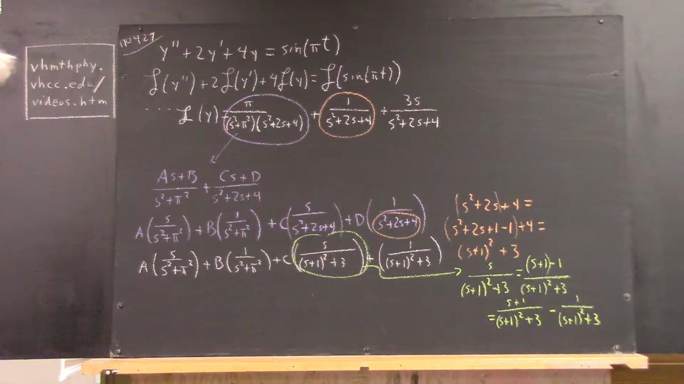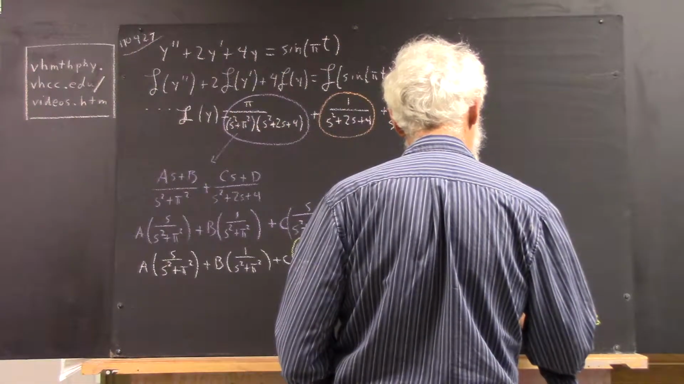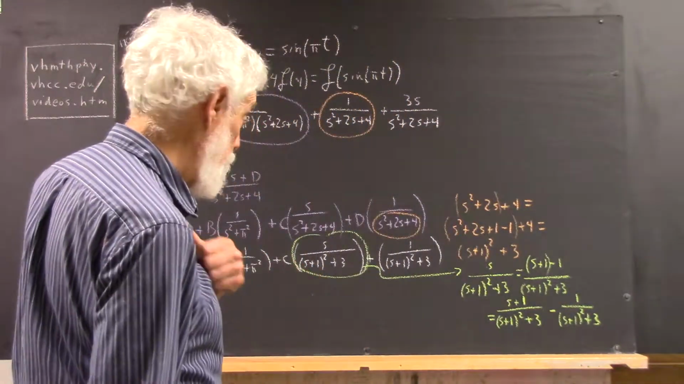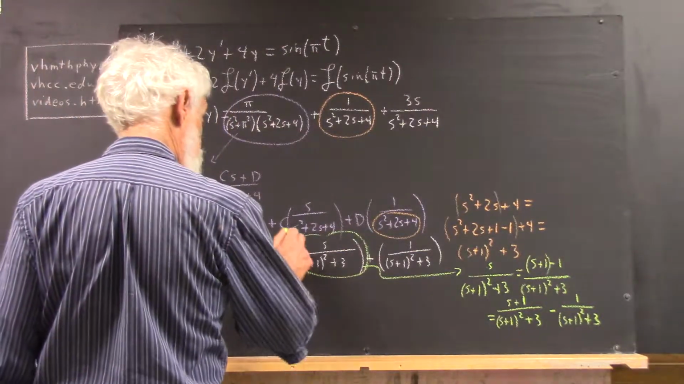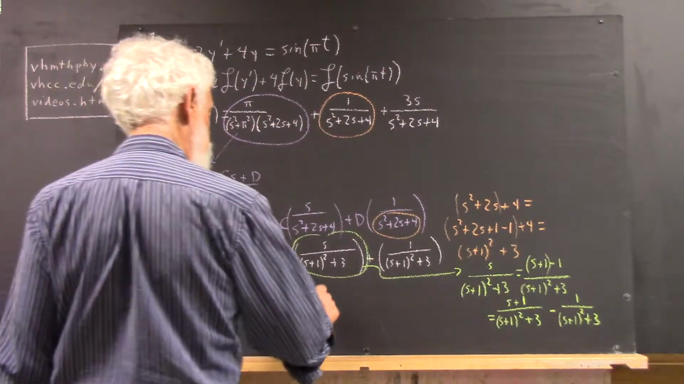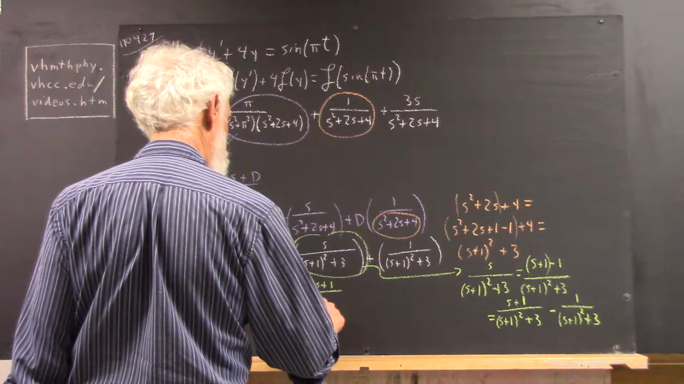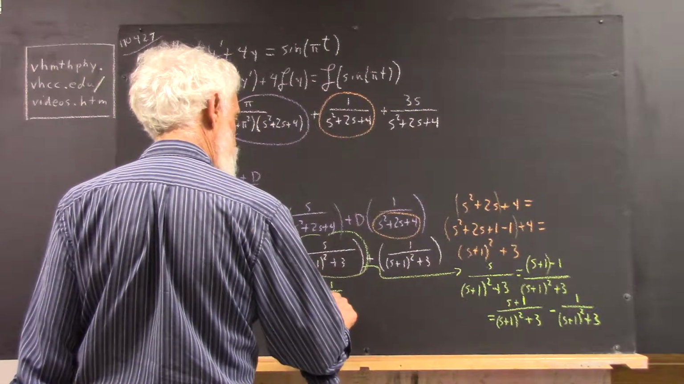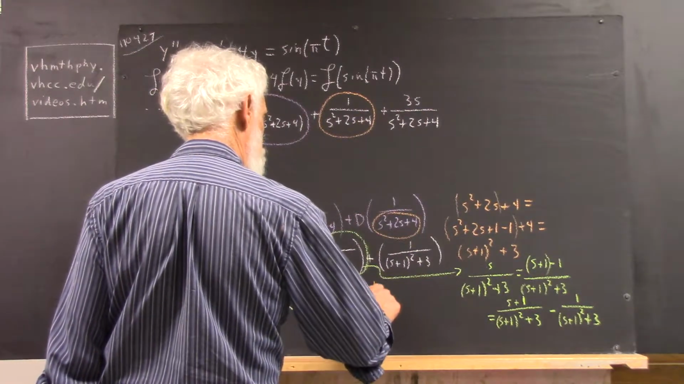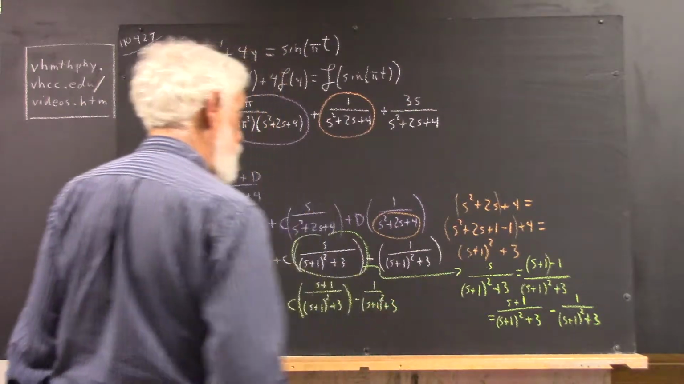Now you might or might not see why that's important, but after you've used one of the identities that you find on the table a couple of times, you see that it is important. Okay? So this term becomes c times (s plus 1 over (s plus 1) squared plus 3 minus 1 over (s plus 1) squared plus 3).